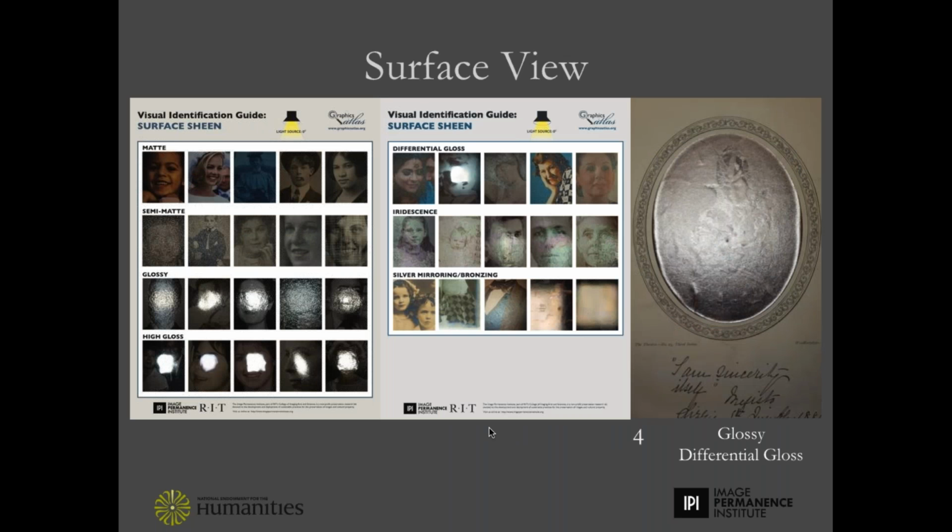Object 4 is overall glossy, but it also has differential gloss. The shadows are glossier than the highlights. If we look in the area of the face where the shadow meets the highlight, we can see there's this difference in gloss. We compare it to our guide. Oh yeah, it definitely has differential gloss.